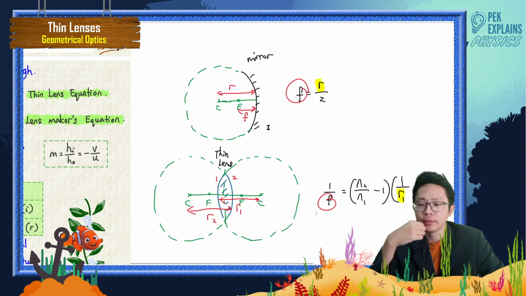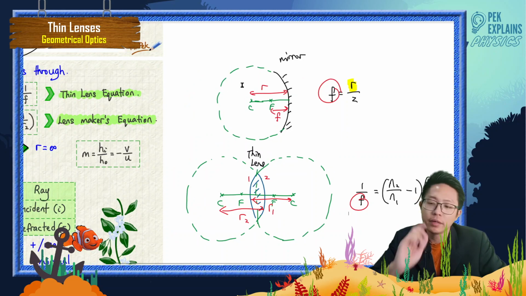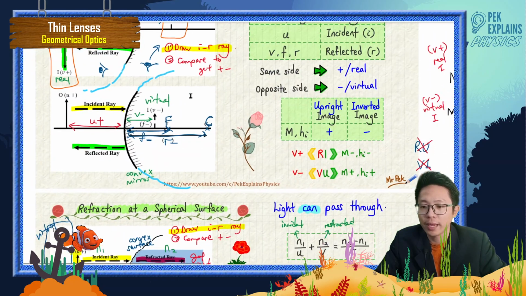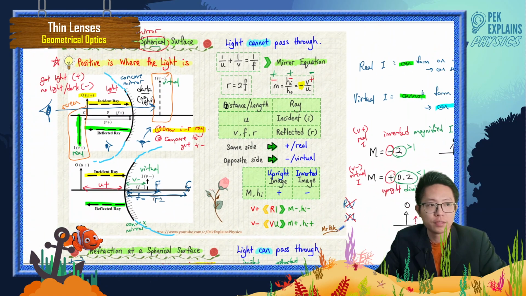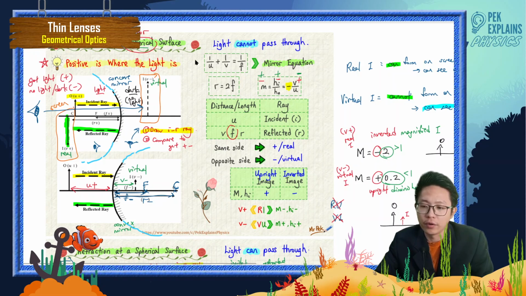And since a thin lens has focal points and centers of curvature at both sides, we cannot use the incident ray and refracted ray to get the positive and negative sign. For a mirror, it's very easy because the radius and focal length are only on one side. So you can compare. For a mirror, to get the positive or negative sign, you can compare the focal length with the reflected ray.